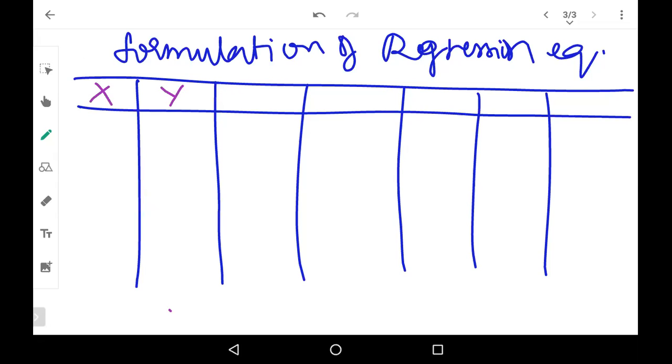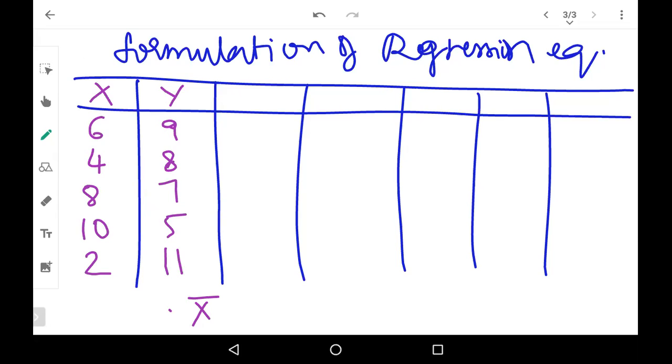So what is x that we have? 6, 4, 8, 10 and 2. And y: 9, 8, 7, 5, 11. Okay, so this is what we have here. Since this problem doesn't say anything else about how to find the regression equation, we are going to solve it under actual mean, that is x bar and y bar. We are going to take actual means here, x bar and y bar, and solve it.